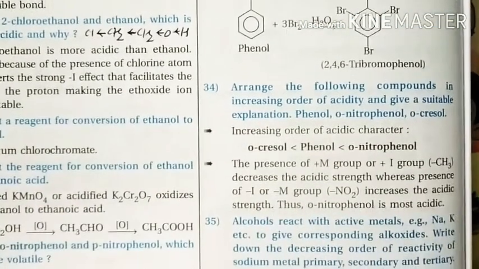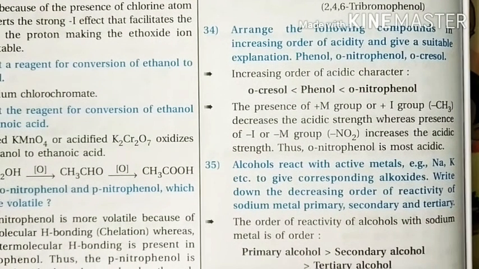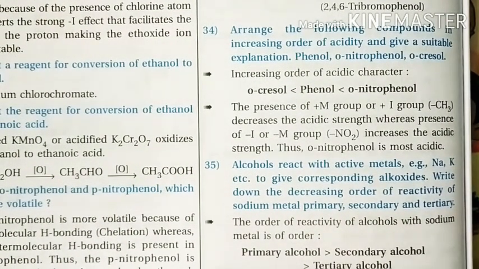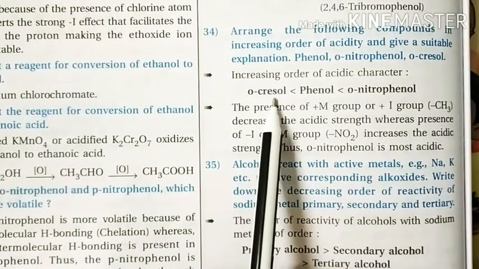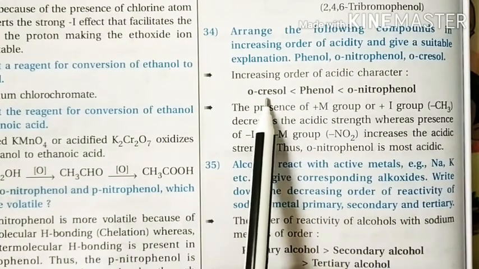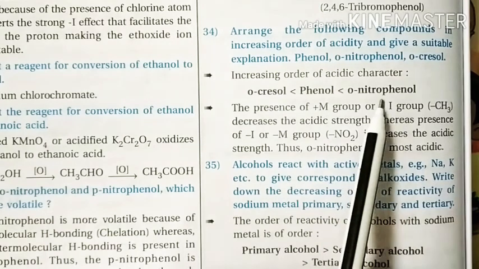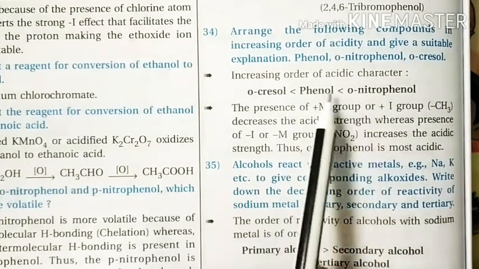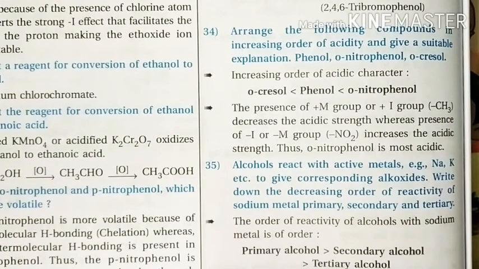Next one, arrange the following compounds in increasing order of acidity. We know that because the methyl group in cresol is a donating group, compared to orthocresol, phenol is quite acidic in nature. And nitro is an electron withdrawing group, so compared to phenol, orthonitrophenol is more acidic than phenol. Okay.